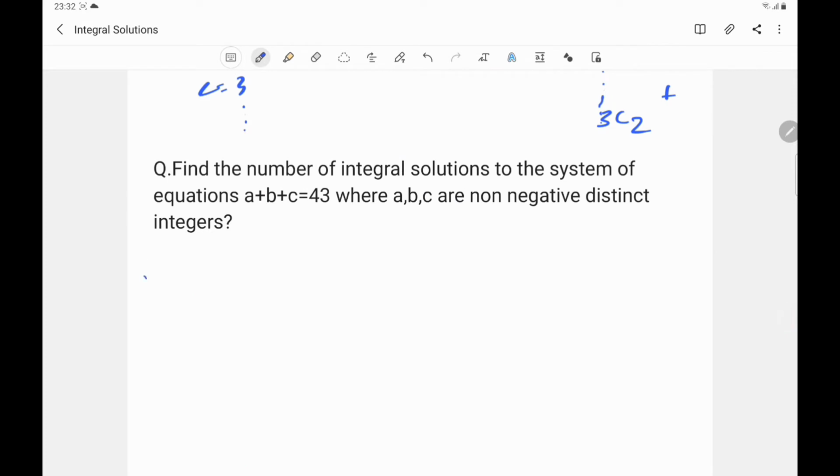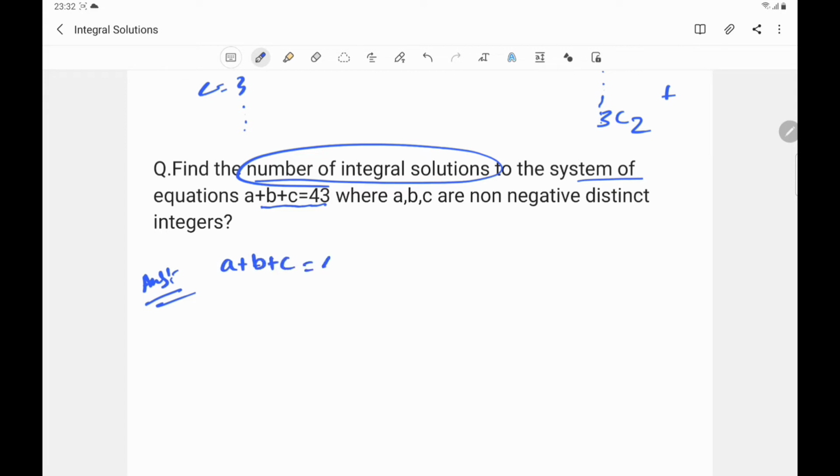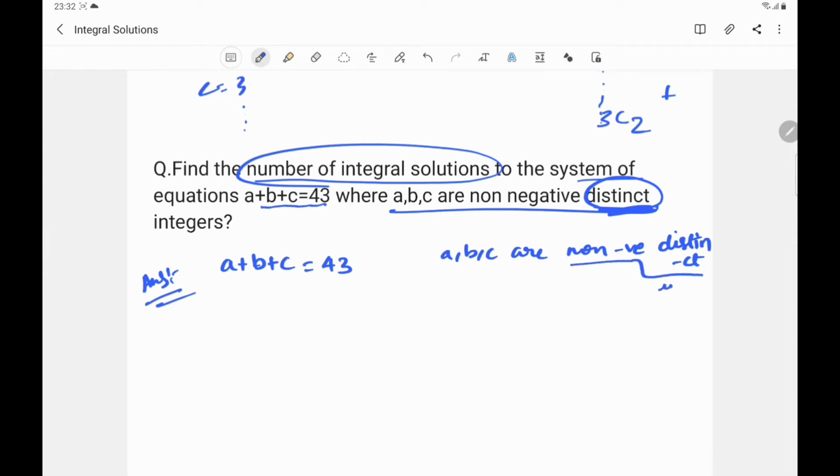Now let us solve this question. This question states that we need to find the number of integral solutions to the system of equations A plus B plus C equals 43, and the condition given here is that A, B, C are non-negative distinct integers. This term distinct, we will highlight it because this is the condition given in the question. We need to find non-negative as well as distinct integers.